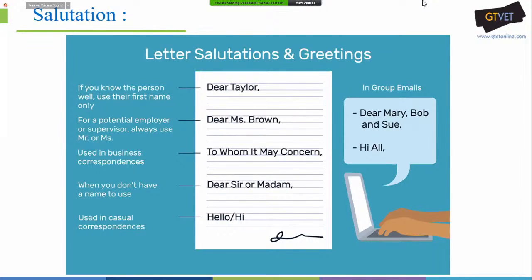This message is not for me, this message is for Prasanna, because in the mail salutation it has been written "Dear Prasanna."